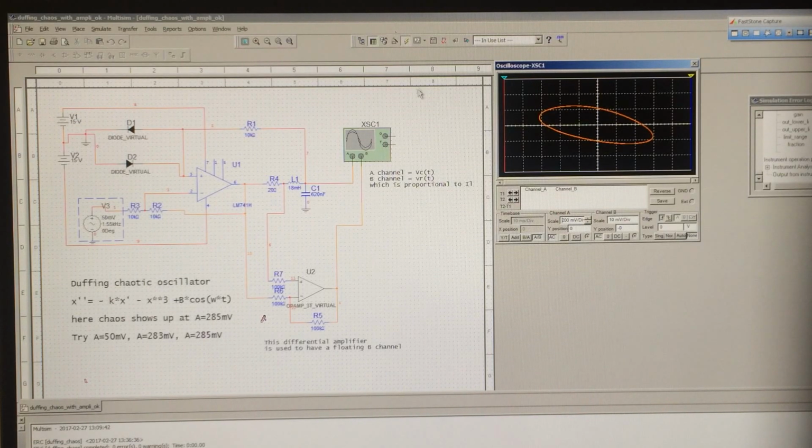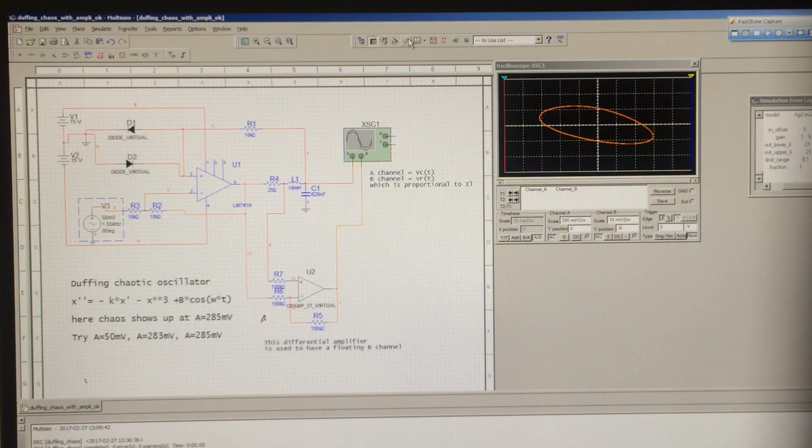Here you see the output of a dual channel oscilloscope operating in XY mode. The X channel is the voltage across the capacitor, and the Y channel is a voltage proportional to the current going through the inductor. And to have a floating input, we use a second amplifier, a differential amplifier, for this input. What you are seeing here is the behavior with an amplitude of 50 millivolt.